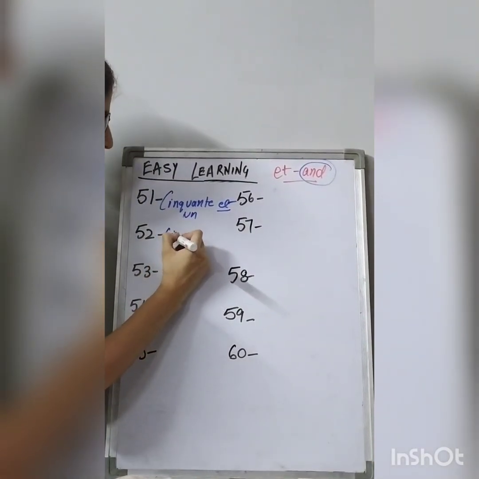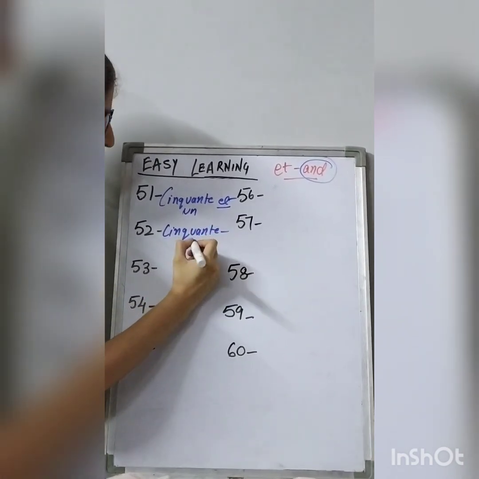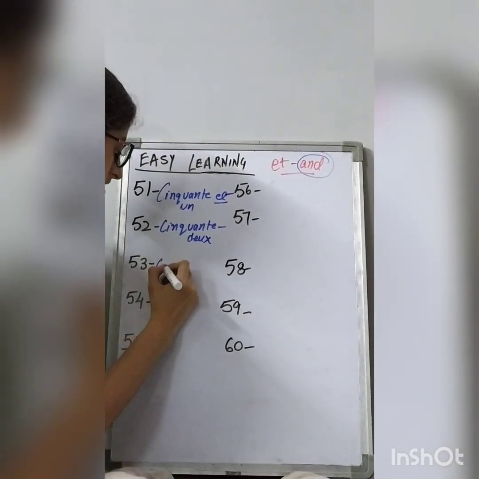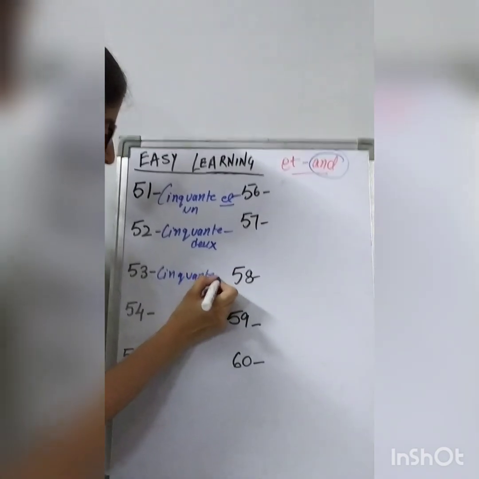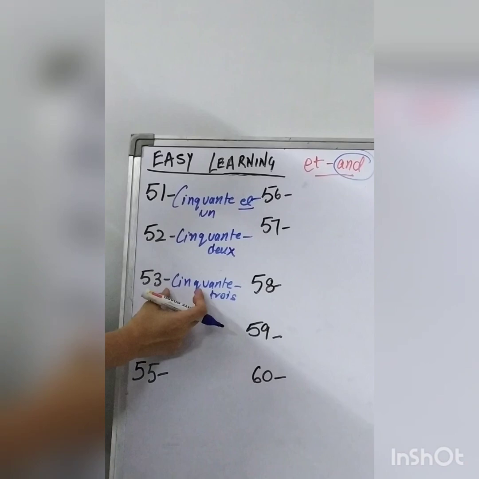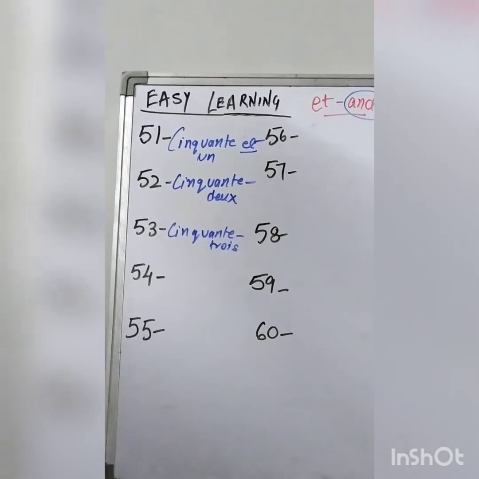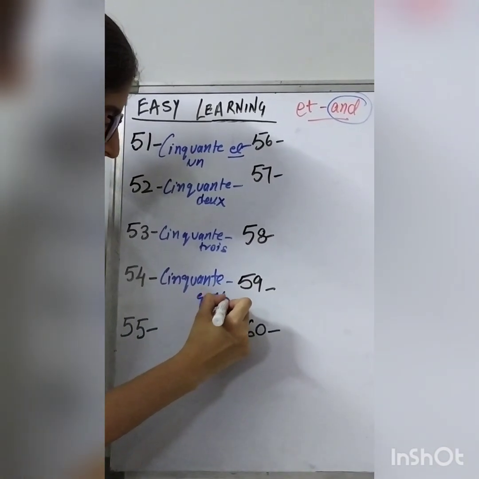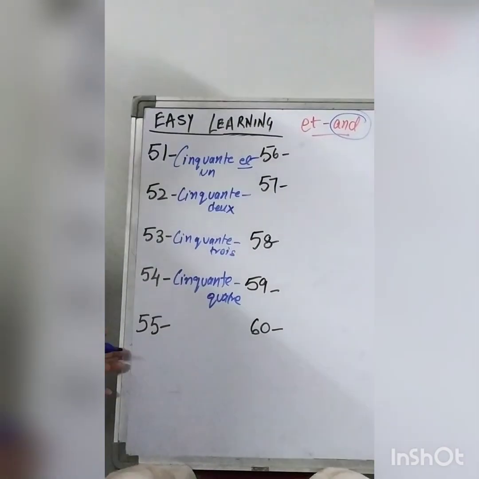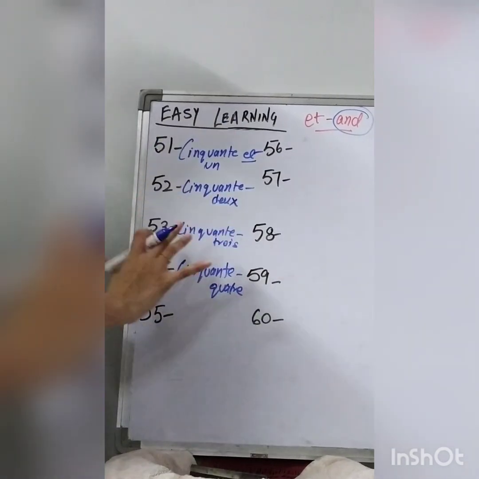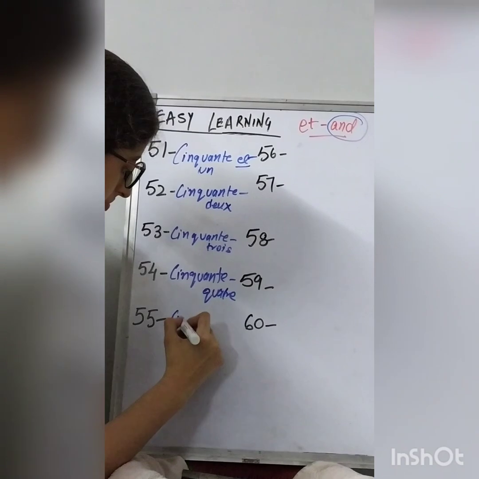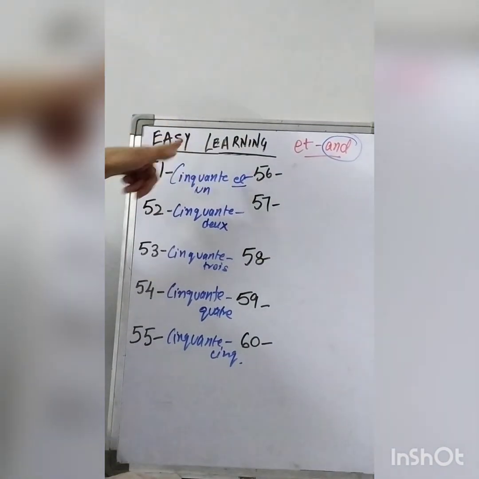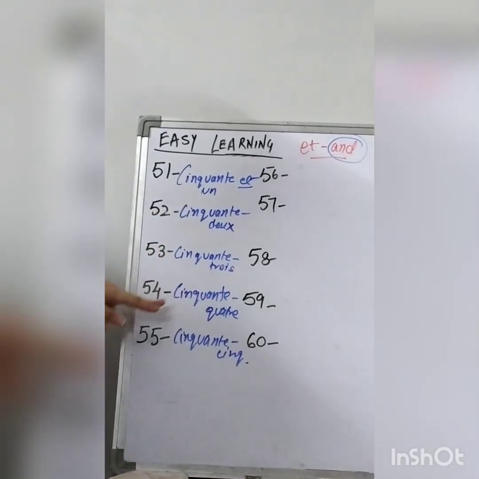Then we have cinquante-deux, which is 52. Then cinquante-trois, 53. Then next we have cinquante-quatre, which is 54. Then we have 55, cinquante-cinq. So now we have cinquante et un, cinquante deux, cinquante trois, cinquante quatre, cinquante cinq.